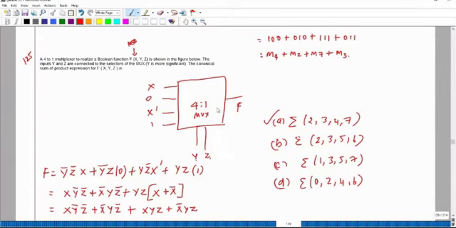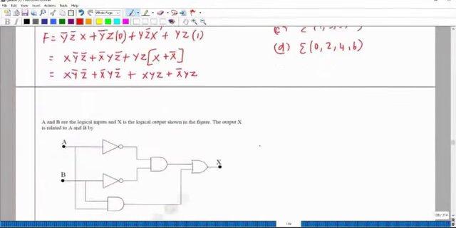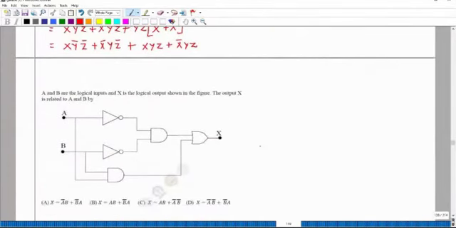Here it is given that it is a sum of product. So this is sum of product, and this is nothing but minterms. Anyone try to answer this problem?